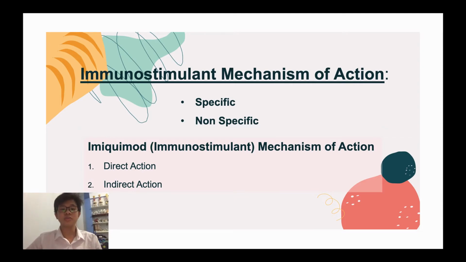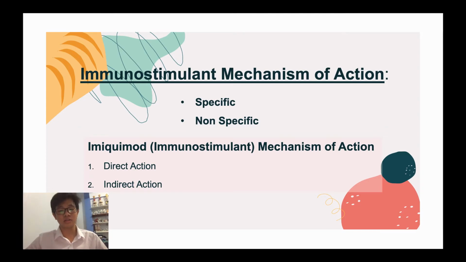So now I'm going to explain about the immunostimulant mechanism of action. So immunostimulants can be classified into two classes. The first one is specific and the second one is non-specific immunostimulants. Specific immunostimulants provide antigenic specificity in immune response such as vaccines or any antigens. On the other hand, the non-specific immunostimulants can help by augmenting immune response to other antigens, to stimulate components of the immune system without antigenic specificity, such as adjuvants and non-specific immunostimulators, some of which are medical herbs.